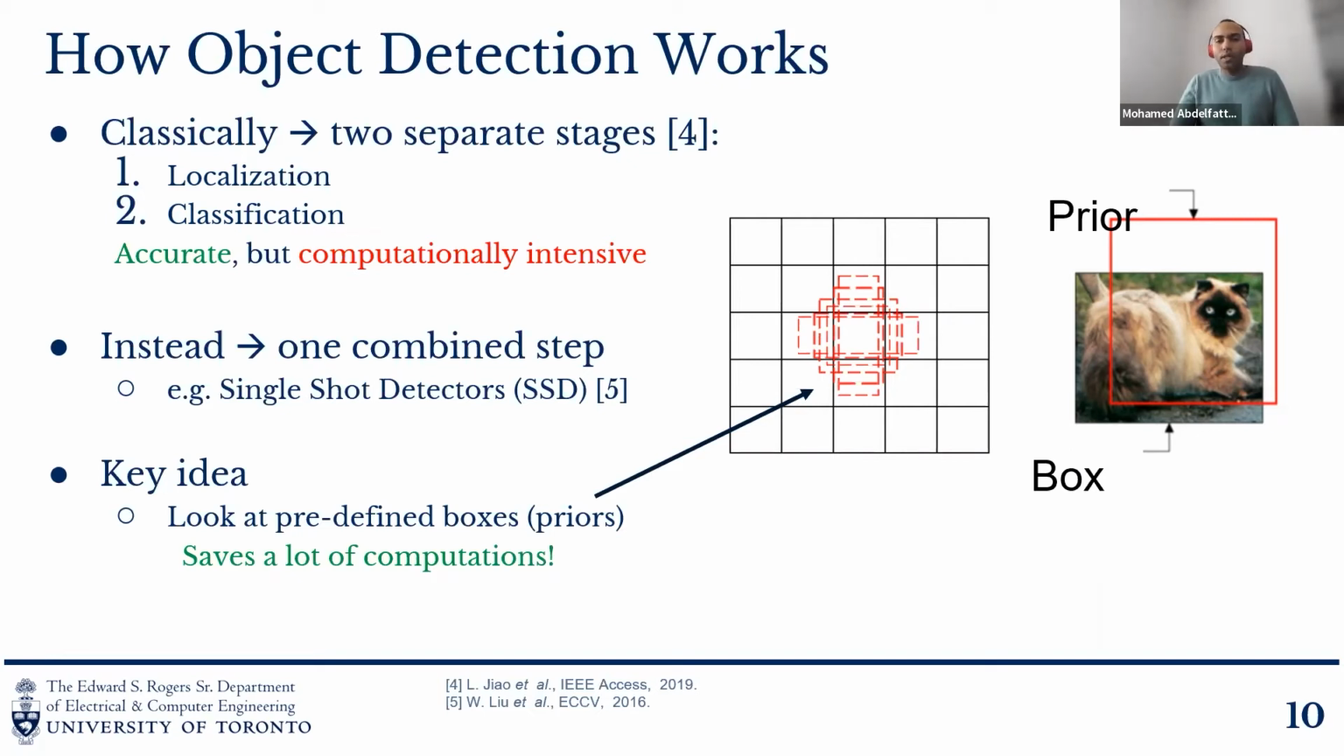So the classical way of performing object detection is performing it in 2 separate stages. So first, localizing the object or the objects within an image and then classifying those. And this is an accurate method, but it's computationally intensive. So instead, there is one combined solution which combines classification and localization in one step. Those are called single shot detectors, or SSD. And the key idea is to have a preset of predefined boxes in certain locations of the image to cover different shapes and different locations of the image. In inference, you just compare against those, which saves a lot of computations in the inference stage.